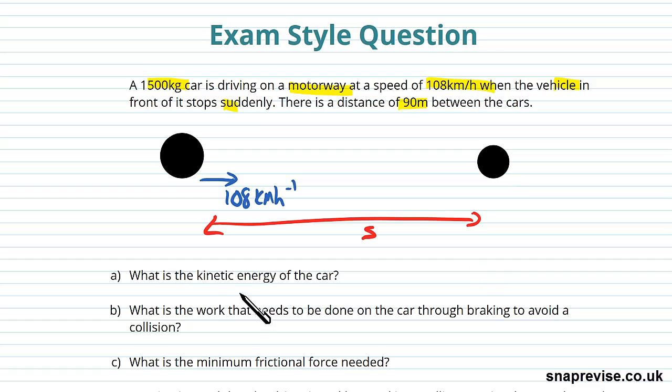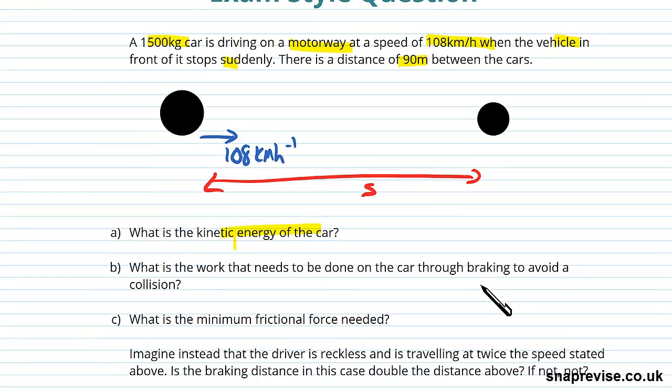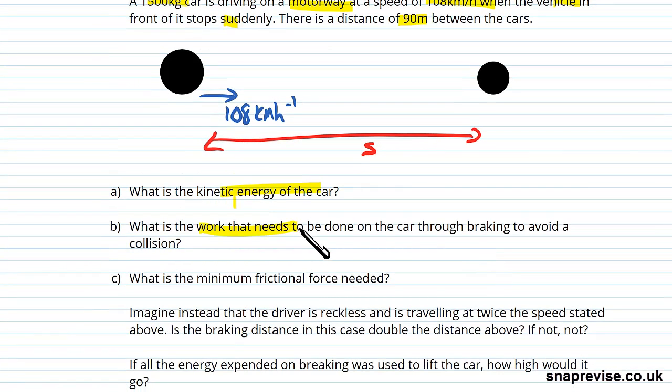So first of all, we're just going to work out what the kinetic energy of the car is. Then they want us to work out what the work that needs to be done on the car through braking to avoid a collision is. And then they want to know the minimum frictional force that the brakes need to provide to be able to stop the car. So let's start by doing that.